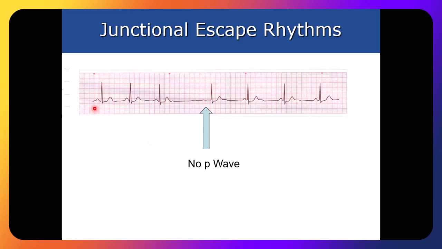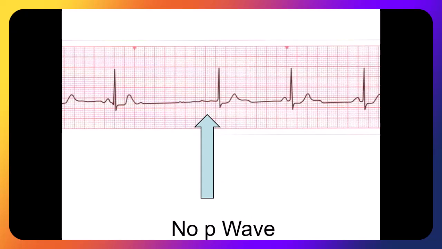We see our P waves, they look normal, they're upright. Every P wave has a QRS, every QRS has a P wave. The PR intervals in this situation are completely normal in all of them. Then we want to look at this thing right in here.